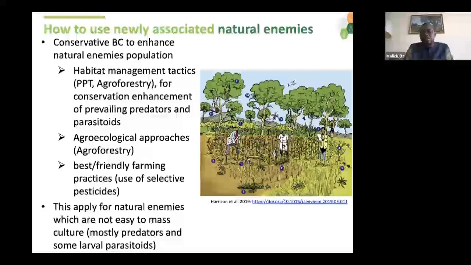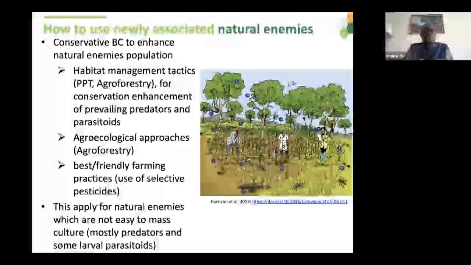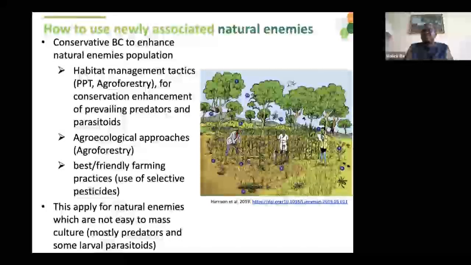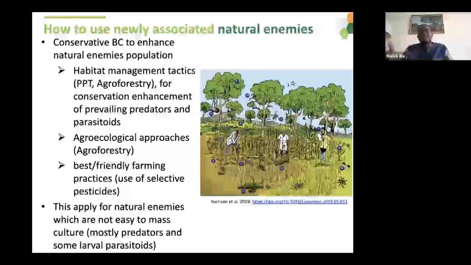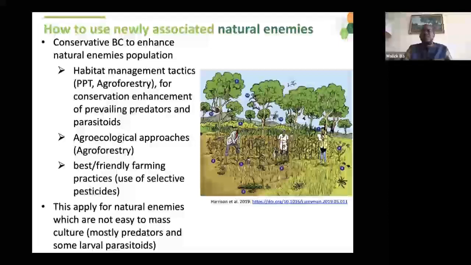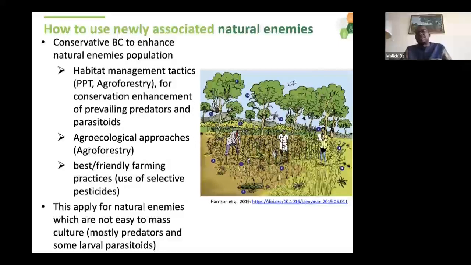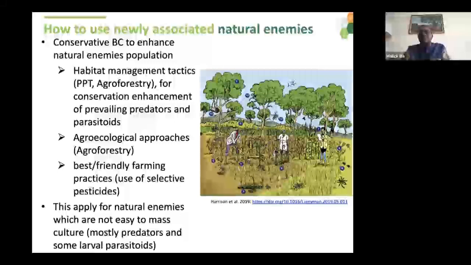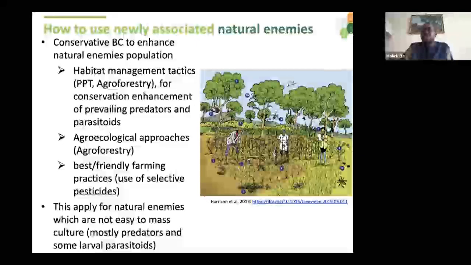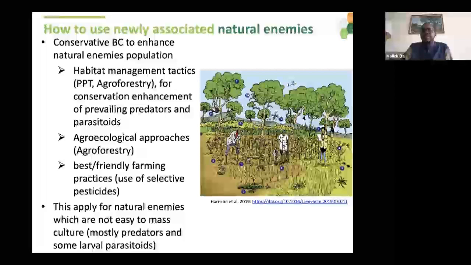And this applies mainly to the natural enemies that are very difficult to mass culture. Let's say the predators and some of the larval parasites are very difficult to mass culture and to be released in the field. So you get them to do the good work for you in the field first. And you have this picture on the right that I borrowed from Harrison and Hall, which clearly explains how those natural enemies can be used in the field.